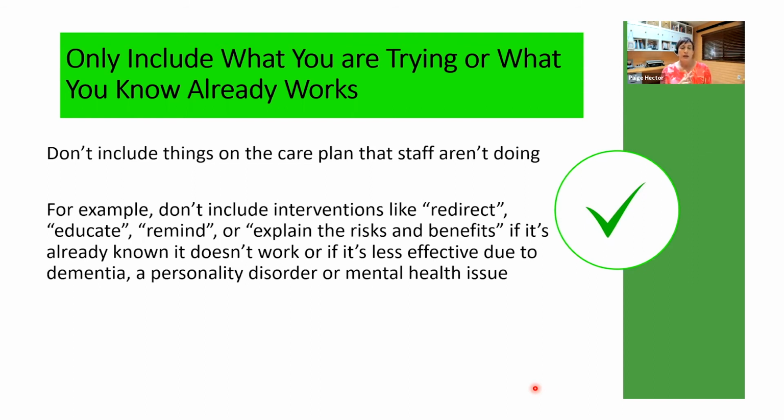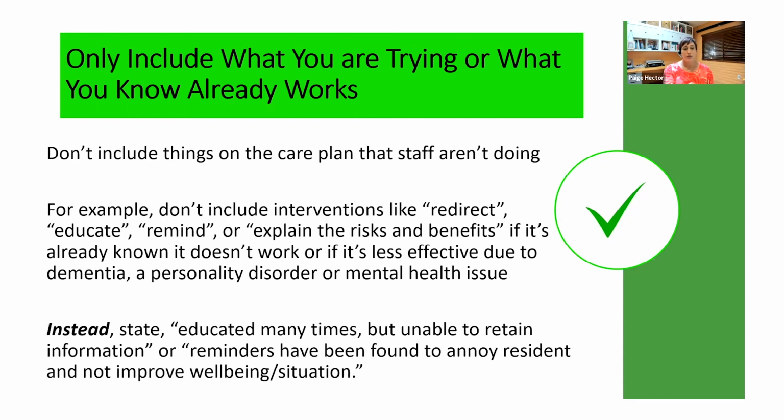tool. So for example, if you have tried to redirect or educate or remind or explain the risks and benefits, if you've tried those options and the individual continues to decline or they don't have the ability, perhaps because of living with dementia or another cognitive impairment, to retain that information, don't continue to put those as interventions on the care plan. You could instead say something like this: educated many times, unable to retain information, or reminders have been found to annoy the resident and not improve well-being.